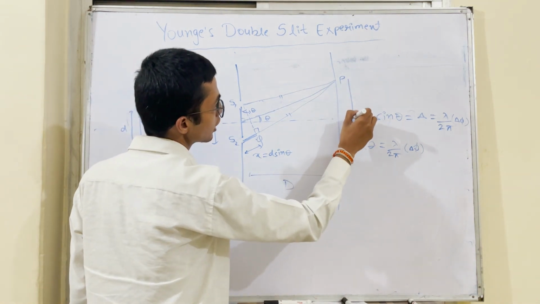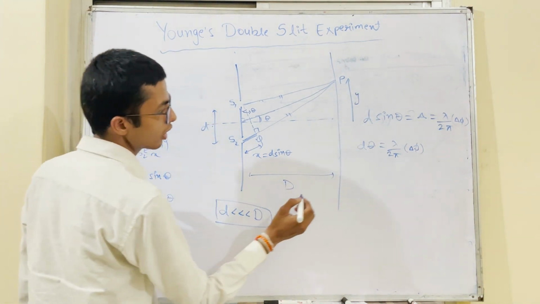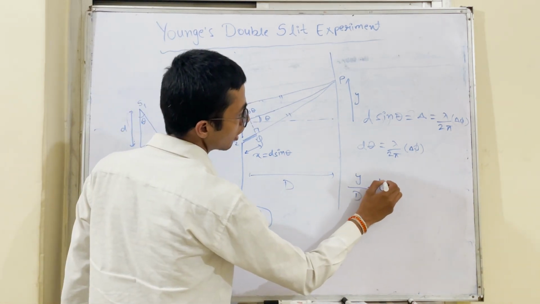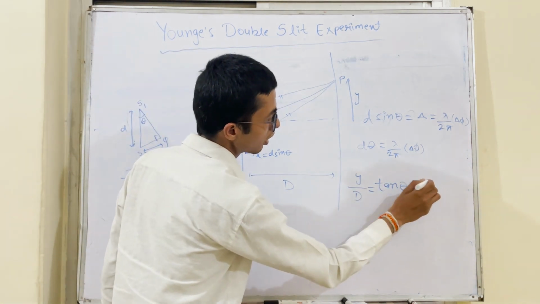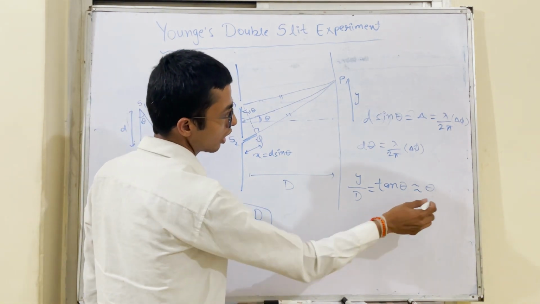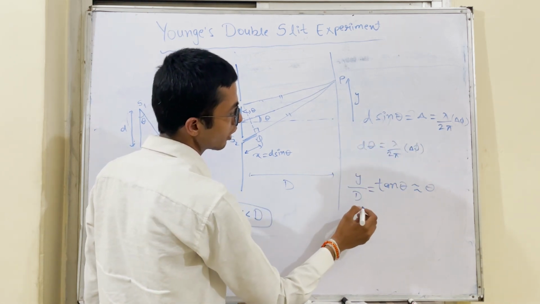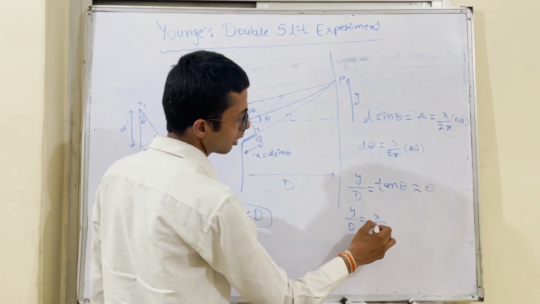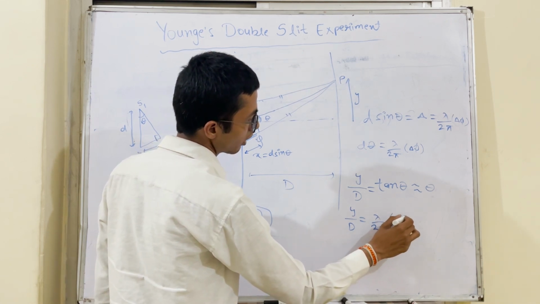If I am taking this distance as y, then y divided by d will be equal to tan theta. That will also be equal to theta, because theta is very small, correct? So from here theta comes as lambda by 2 pi d delta y, so y by d equals lambda by 2 pi d delta.